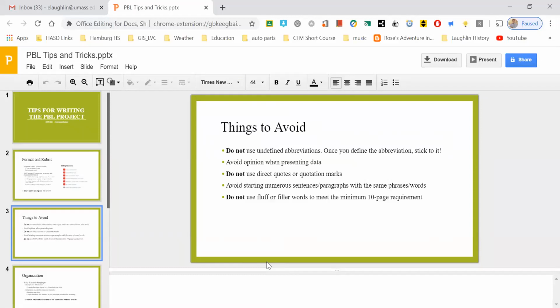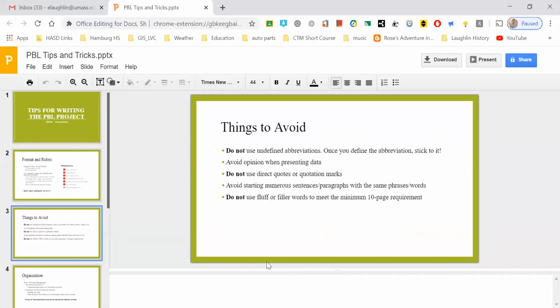Also, avoid opinion when presenting data. I mentioned this before, just because it is a scientific paper and it should be written formally and professionally. You want to sound reliable to your reader. So it's much more reliable if you can present the data and the evidence and prove your point with fact than state your opinions throughout the paper.